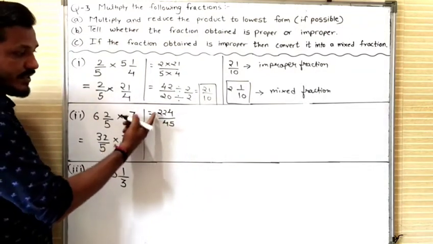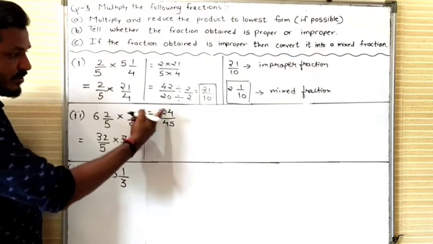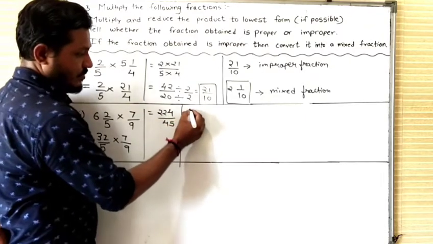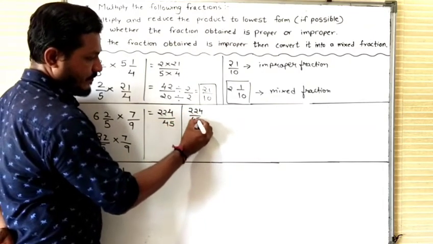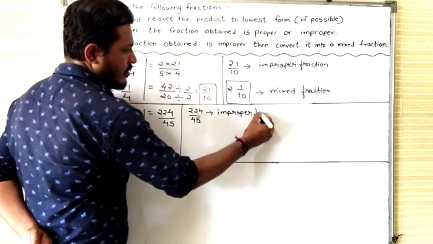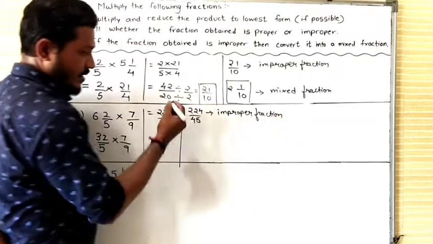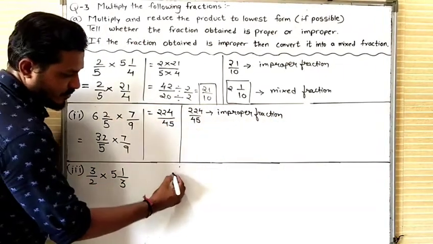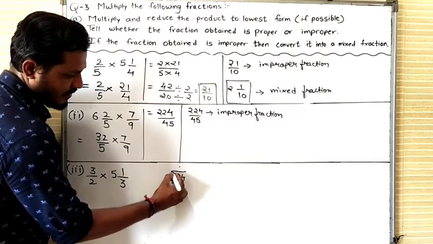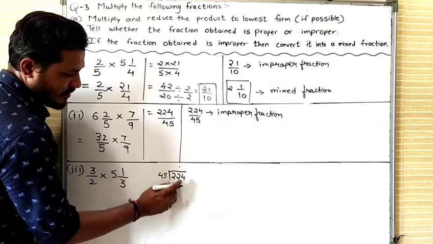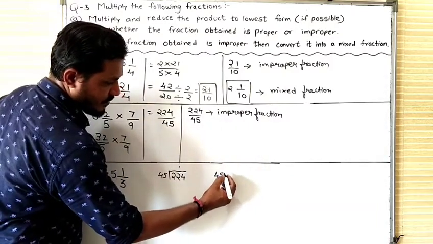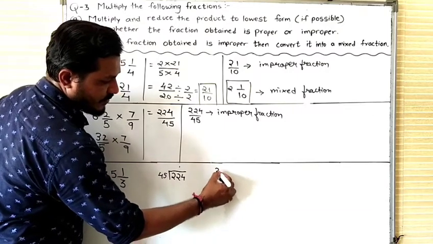Now what you need to do is see whether it is possible to reduce. No, not possible. Now write down 224 by 45 is an improper fraction. After that, to convert it into a mixed fraction, you have to divide the value first. Divide by 45.